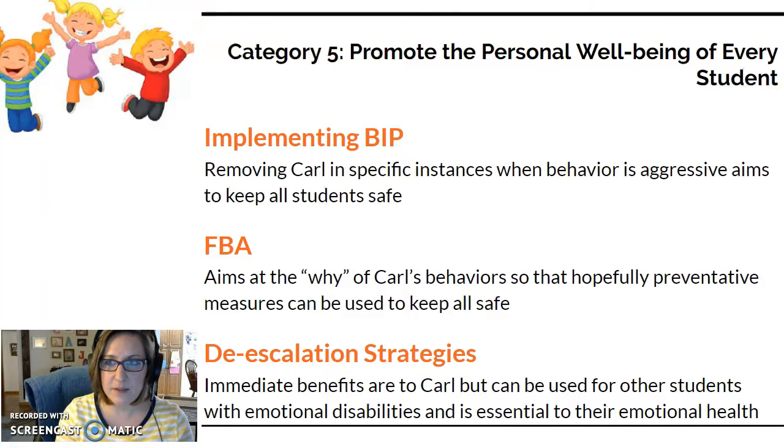Well, implementing the behavior intervention plan, teaching Carl how to work through his emotions when his behavior becomes so aggressive. Removing him keeps the student safe. Teaching him with the functional behavior assessment as to why his behaviors are the way they are hopefully prevents things from escalating. And then teaching him also the de-escalation strategies works with his emotional health, his overall well-being.